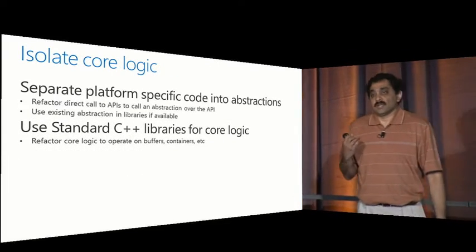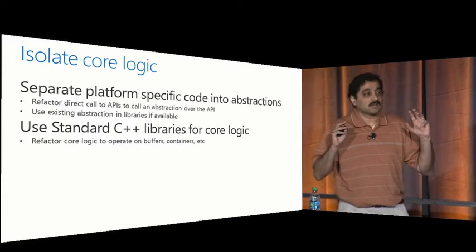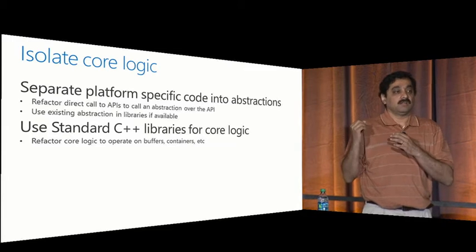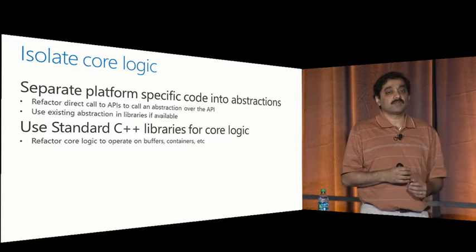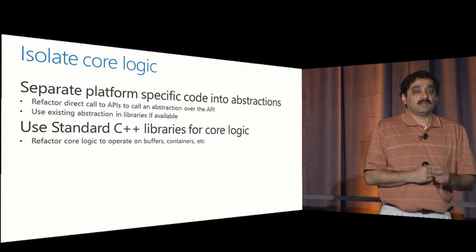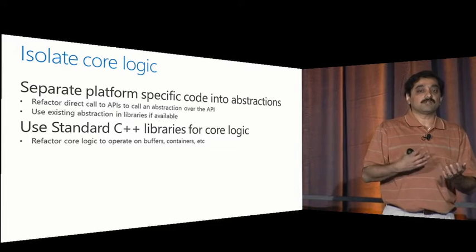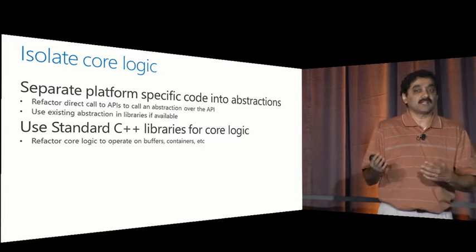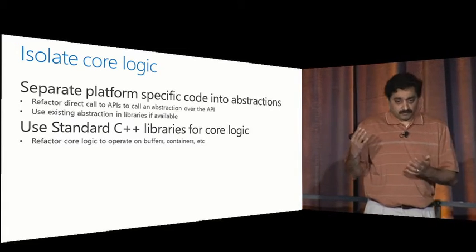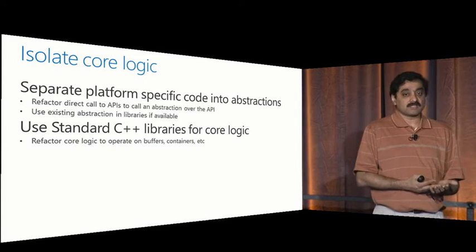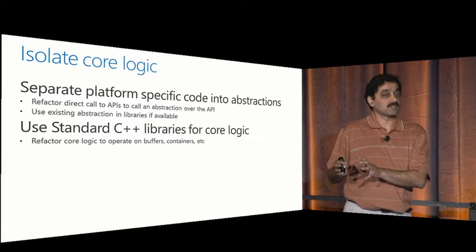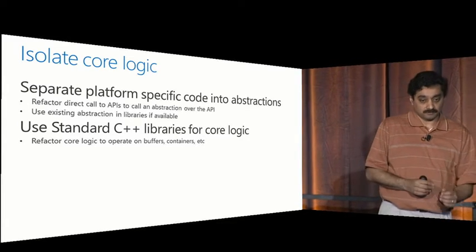The other thing is, let's talk about your core application logic. Is it insulated from the platform code? Are there a lot of calls in your core logic where you say, I want to read a file, as opposed to taking a buffer or a collection? If it directly reads a file, then you may have issues there because file APIs have changed. One thing to think of is, can you refactor these direct API calls into abstractions and isolate that platform-specific code into abstractions that you can then easily port to Metro?